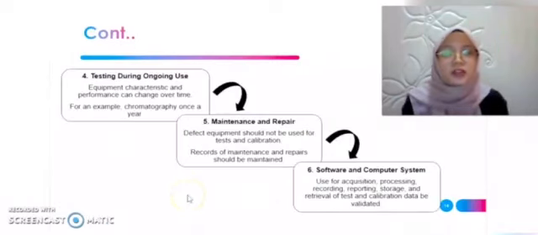Next, number 4, testing during ongoing use. Equipment characteristics and performance can change over time, for example, chromatography once a year. Number 5, maintenance and repair. Defective equipment should not be used for test and calibration. Records of maintenance and repair should be maintained. Number 6, software and computer system. Those used for acquisition, processing, recording, reporting, storage, and retrieval of test and calibration data must be validated.